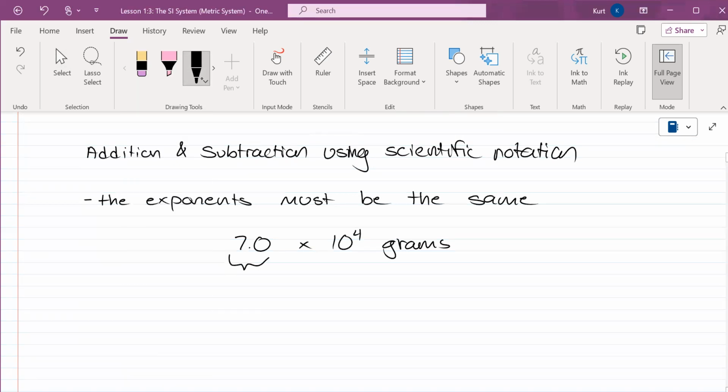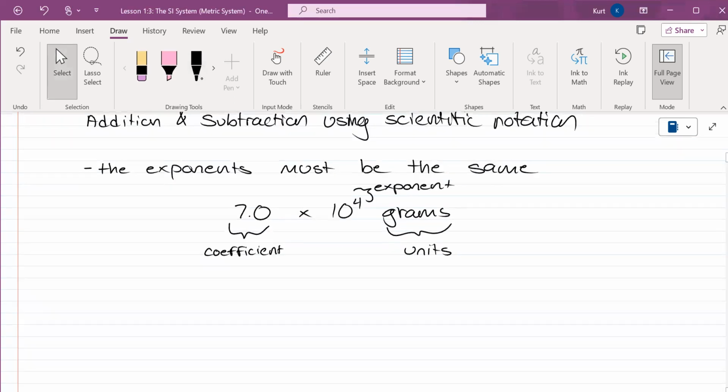This number here is called a coefficient. That's your whole number. This is your exponent. Then here's your unit of measurement: grams, meters, kilometers, seconds, years, whatever. Whenever you are adding or subtracting, you have to make sure the exponents are the same.